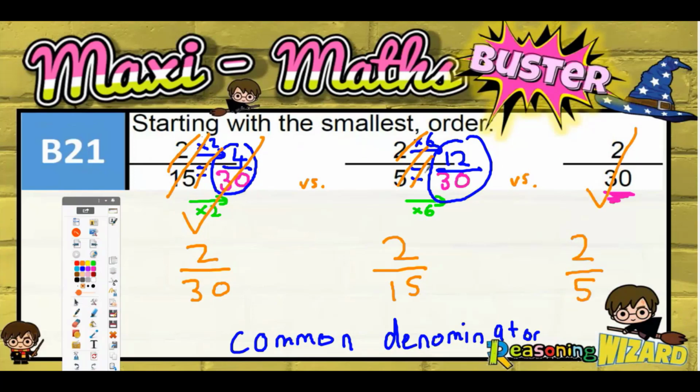So it's 2/30ths, then 4/30ths, then 12/30ths. And if you use the original fractions, it gives 2/30ths, 2/15ths, 2/5ths. And that is your correct order. But you must try and find a common denominator.